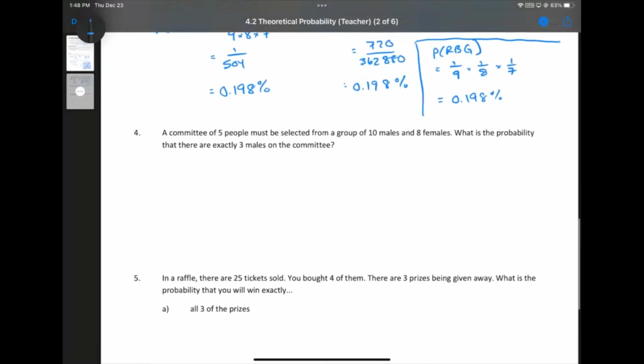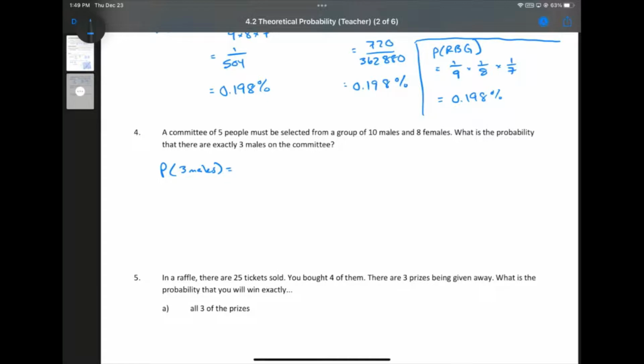Question 4. A committee of 5 people must be selected from a group of 10 males and 8 females. What is the probability that there are exactly 3 males on the committee? So now I want to point out that we actually did questions just like this back in our last unit. The only difference is I would have said in how many ways could you get exactly 3 males on the committee. Now I'm saying what is the probability that there will be 3 on the committee. So we could say the probability of 3 males.